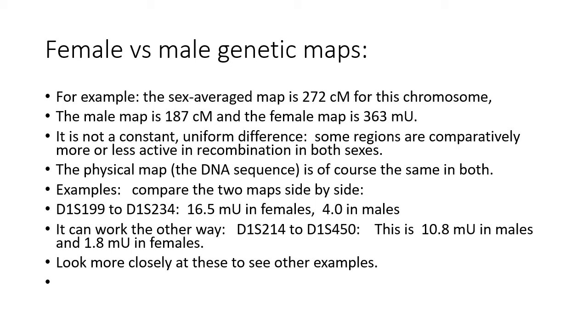Okay, there are some regions, however, which seem to have higher recombination in males versus females, and one example is D1S214 to D1S450 distance, which is 10.8 map units in males and only 1.8 map units in females. So you should look closely at these just to get an idea of the scale and extent of these kinds of differences between the males and females.